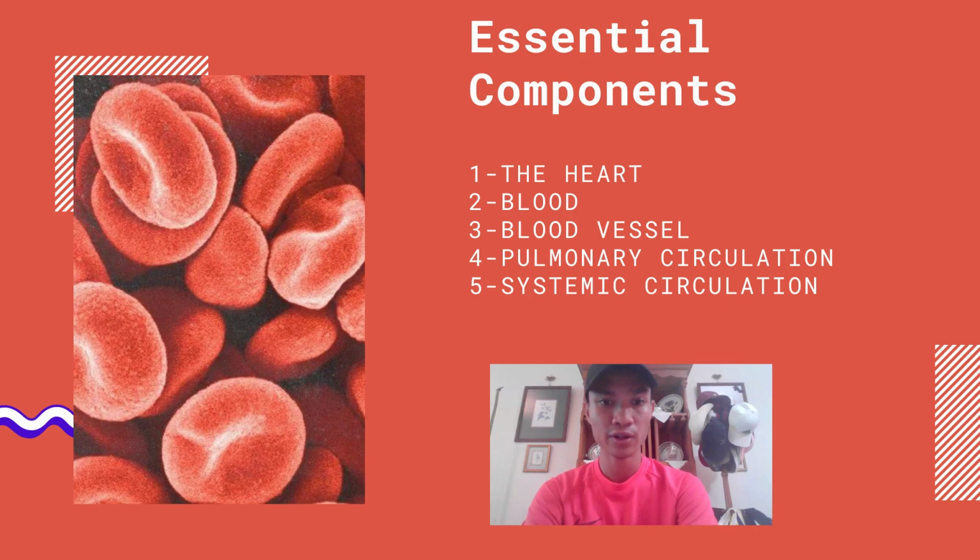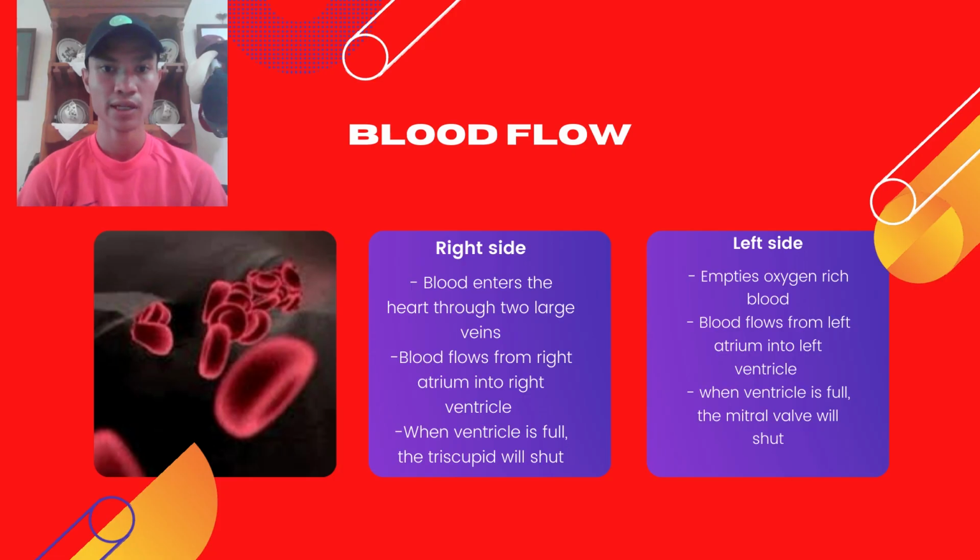There are five components: the first one is the heart, the second is blood, the third is blood vessels, then pulmonary circulation and systemic circulation. I want to summarize for you guys how the blood flows, how the blood flow is processed.